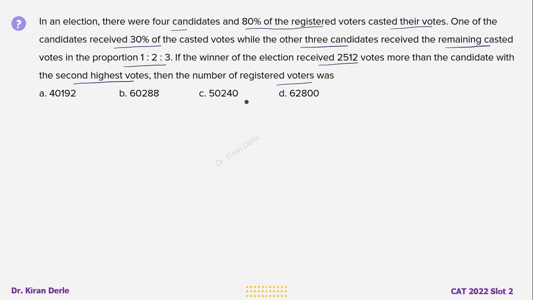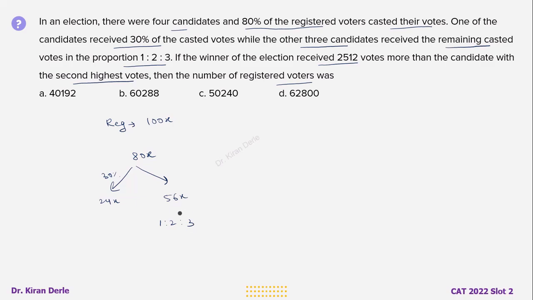Very simple, go systematically. Let's say registered voters are 100x. So 80% casted their votes, so casted votes are 80x. Out of these casted votes, one of the candidates got 30%. 30% of the casted votes is 24x. So the remaining votes are 56x. And these remaining votes are distributed as 1:2:3 among those 3 remaining candidates.